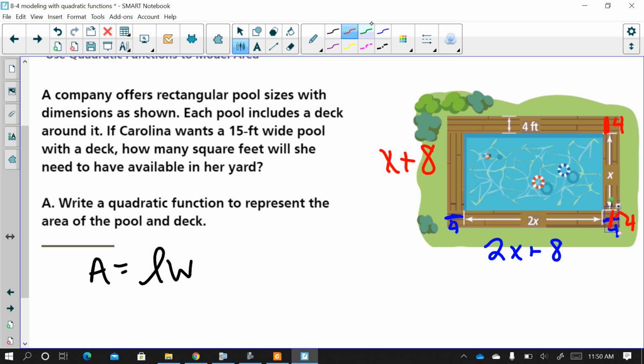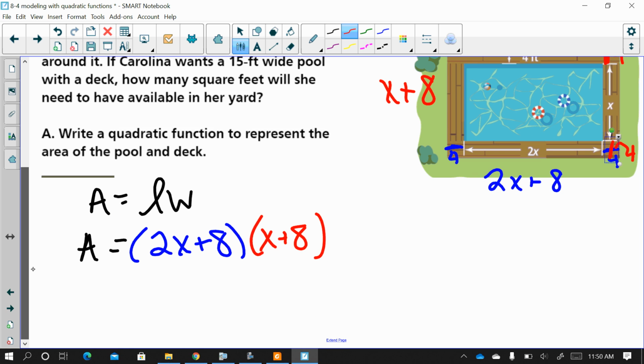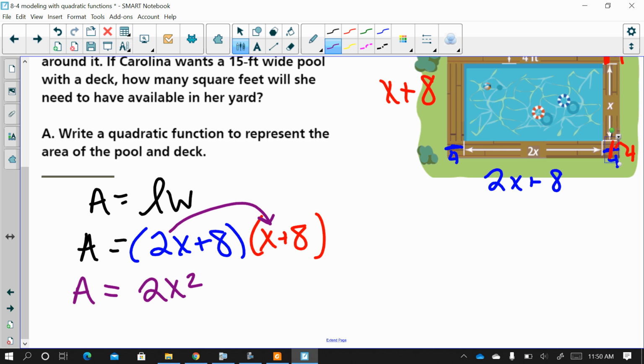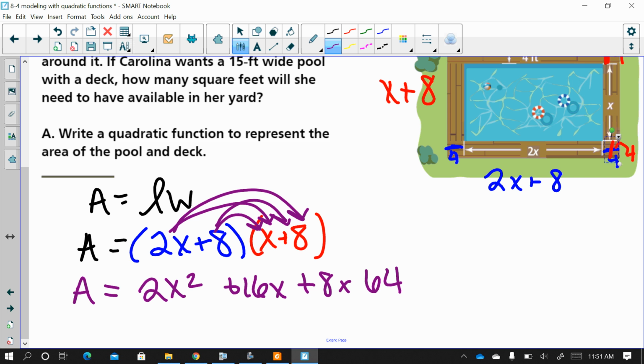So now we can just plug those in. Area equals, again, the length was 2x plus 8, and the width was x plus 8. Okay, so I don't like how this looks. So let's make it into standard form. So let's FOIL. So first times first, 2x squared. Outsides, I have 16x. Insides, 8x. Last times last, 64. Okay, combine terms. 2x squared plus 16 plus 8 is 24x plus 64. Okay, so that's how we can model the area.